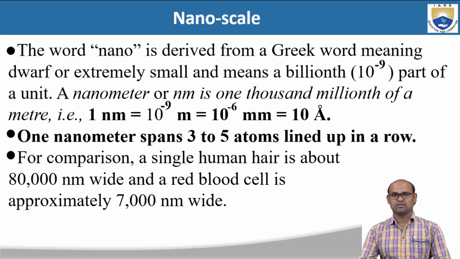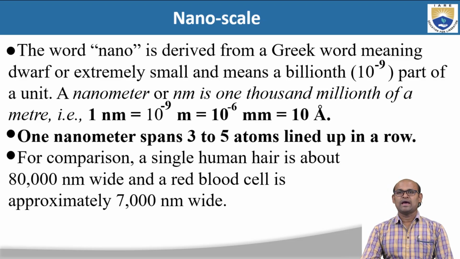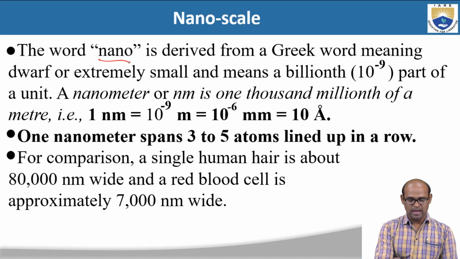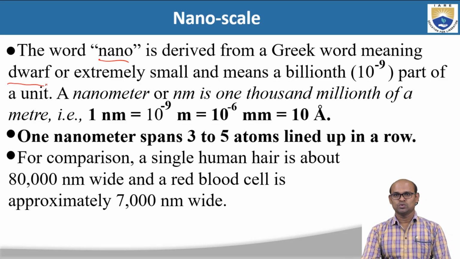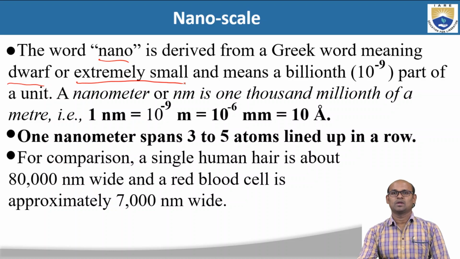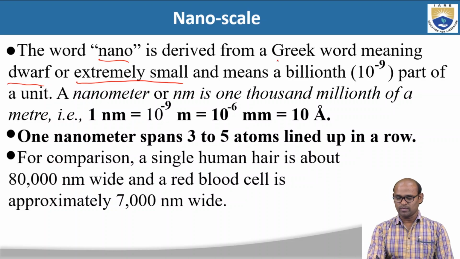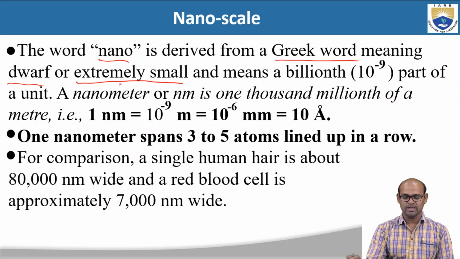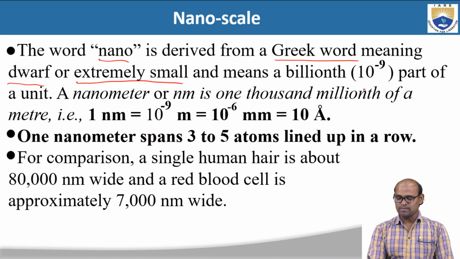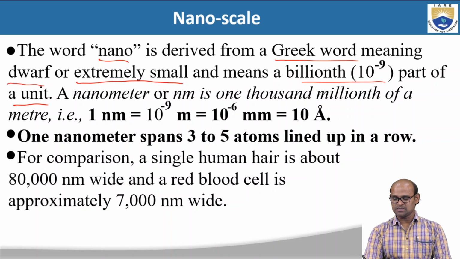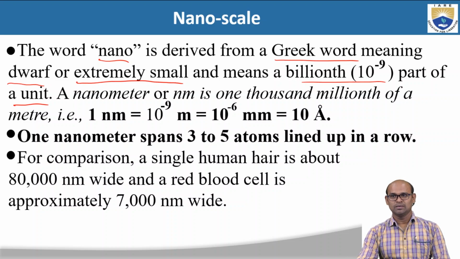So what is nanoscale? The word nano is derived from a Greek word meaning dwarf, or extremely small. It means a billionth part of a unit. So 1 nanometer is 1 billionth part of a meter.